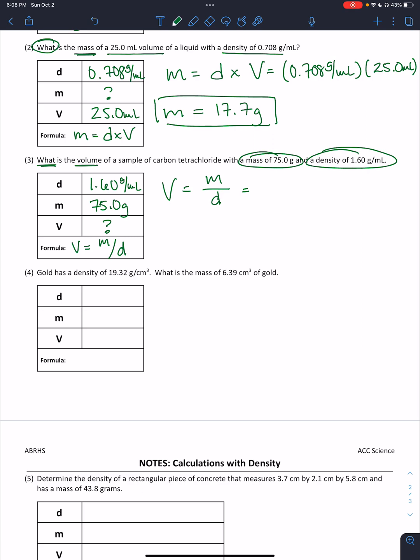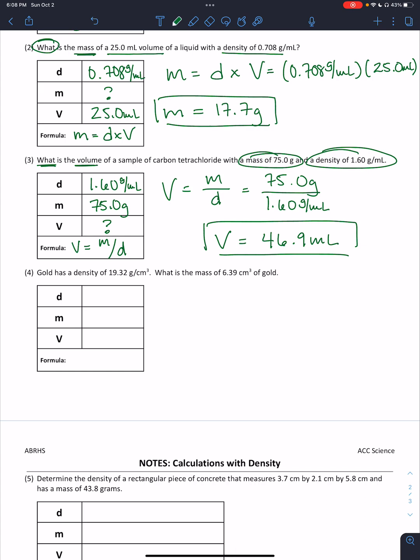I plug in my numbers: 75.0 grams for the mass, 1.60 grams per milliliter for the density. Calculate that division: 75 divided by 1.6 is equal to 46.9 milliliters. And that would be the volume of this substance. Now I'm going to let you try this one on your own, number 4. If you want to pause the video for a second, go ahead and work that one, and then turn it back on.